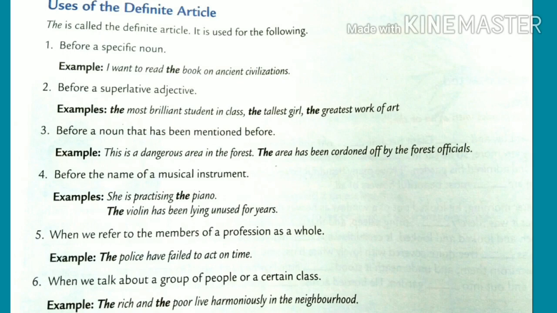Fifth one, when we refer to the members of a profession as a whole. If we refer to professional members as a whole, we use the before it. Example, the police have failed to act on time. Police. They mentioned all the police as a whole. We used the before the word police.